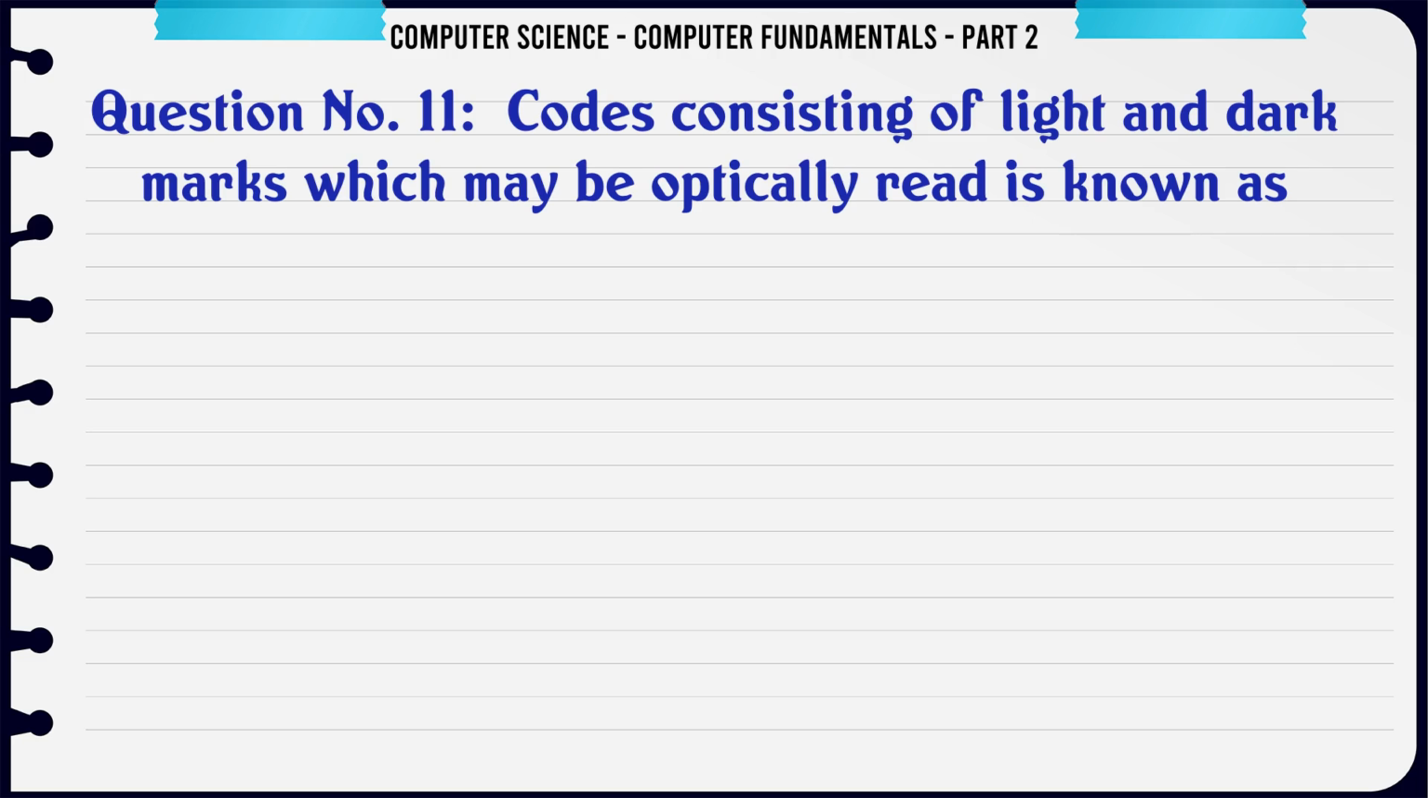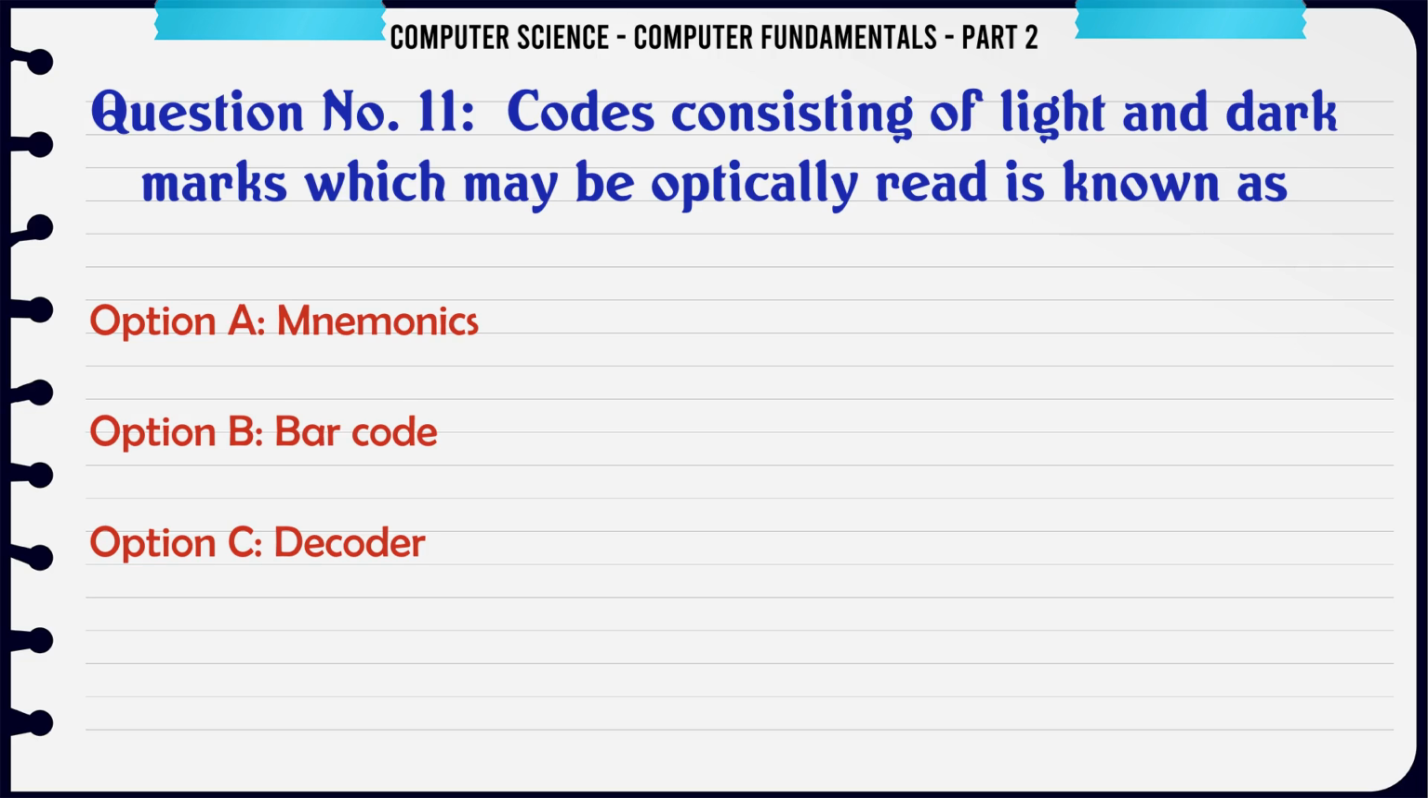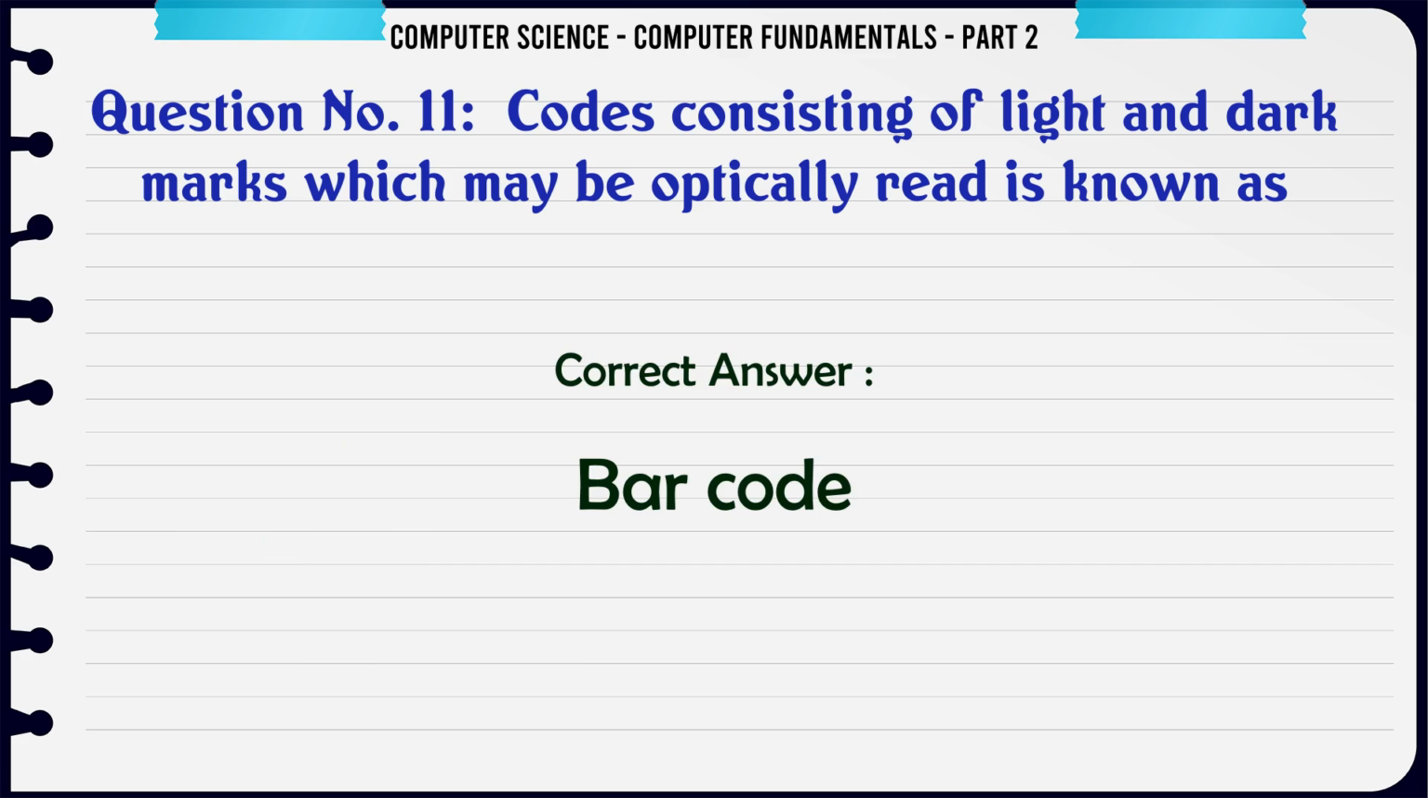Codes consisting of light and dark marks which may be optically read are known as: A. Mnemonics, B. Barcode, C. Decoder, D. All of the above. The correct answer is barcode.